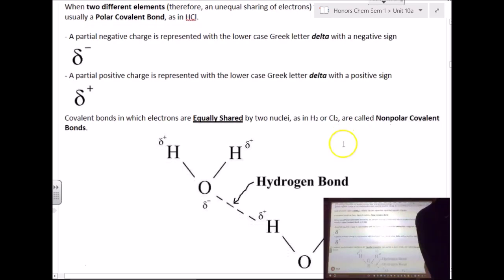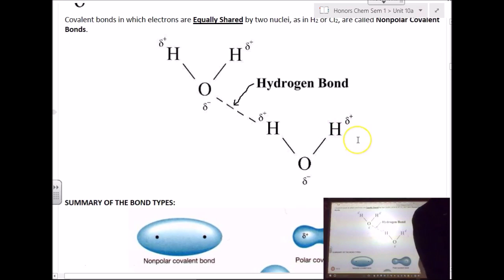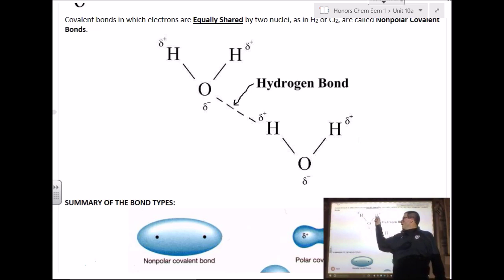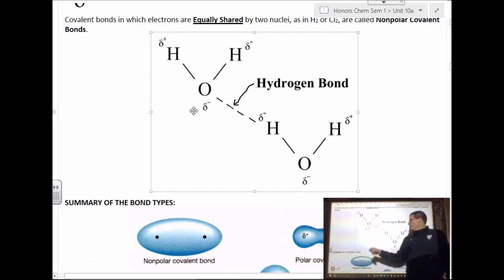So unequal sharing. And the reason why I put this graphic in here is because we're going to talk about the bonds between molecules next topic. I just want you to know that if we're looking at a water molecule, there is a bond between the two water molecules. That's why when it's a liquid or a solid, it's held together. However, you'll notice the partial charges on here. Oxygen has an electronegative value of 3.0, I think, and hydrogen's 2.1. So the higher the electronegative value, the more negative that partial charge would be.